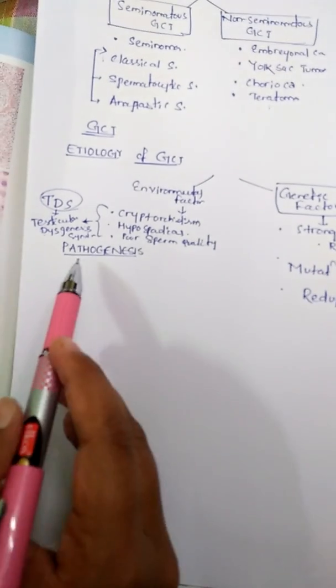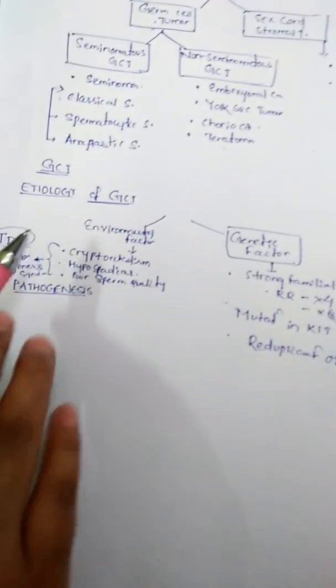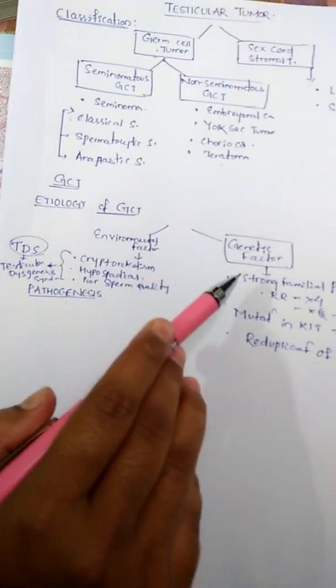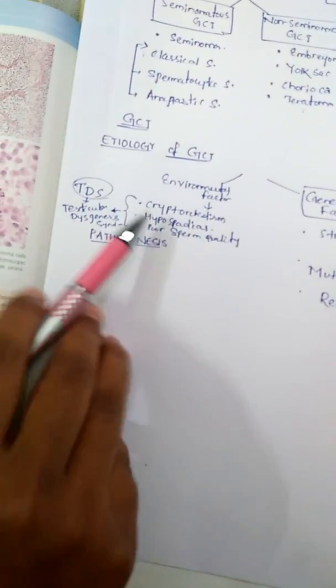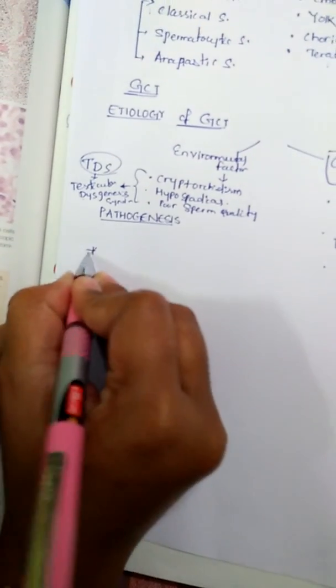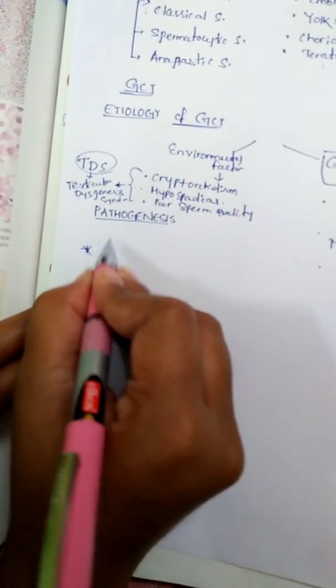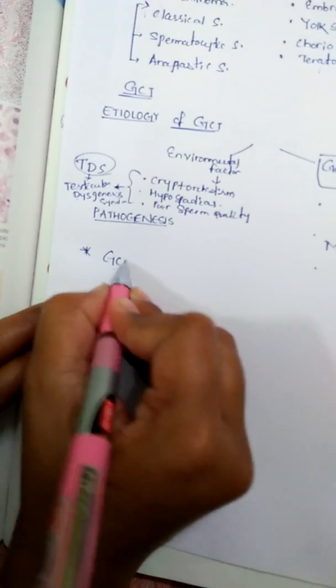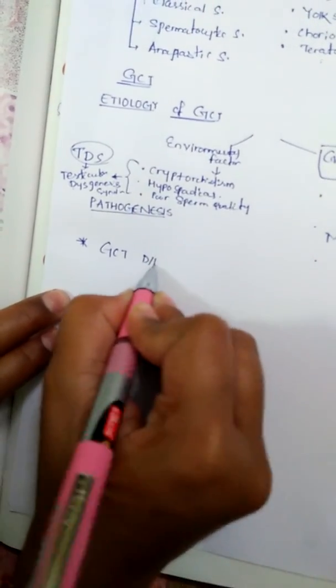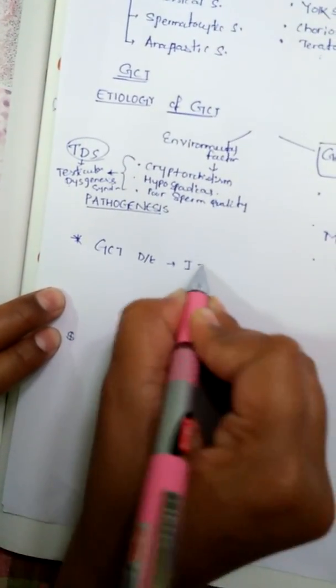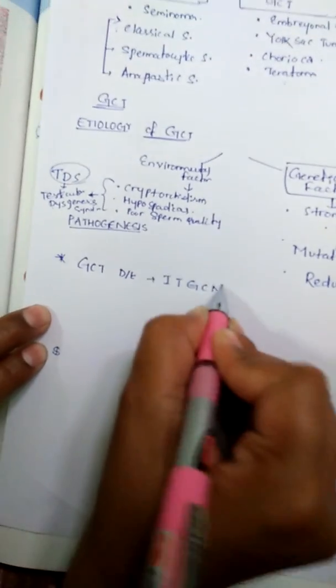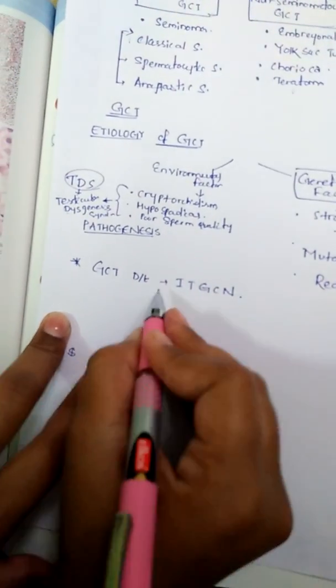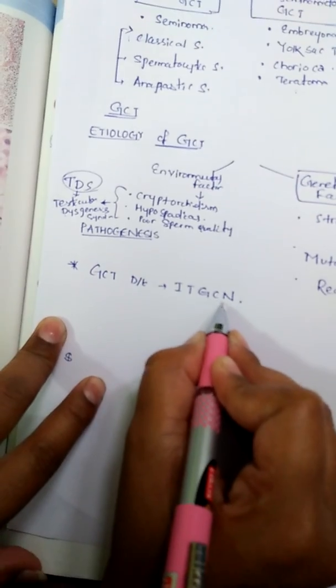So next comes the pathogenesis. This is all about the etiology, the environmental factor and the genetic factor. Next comes the pathogenesis of the germ cell tumor. First I want to write an important sentence: the germ cell tumor occurs due to the intratubular germ cell neoplasia.